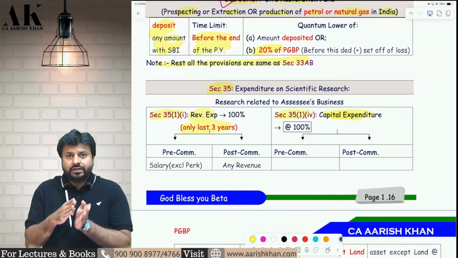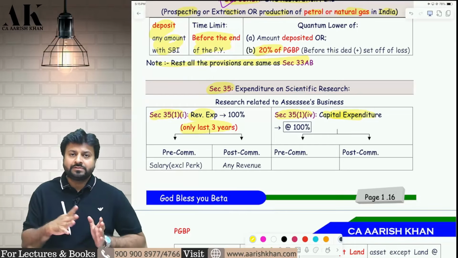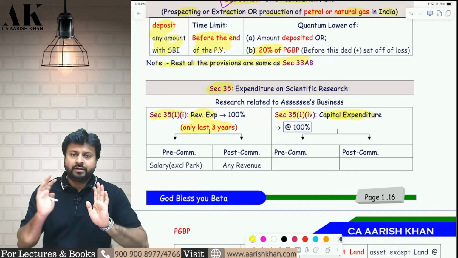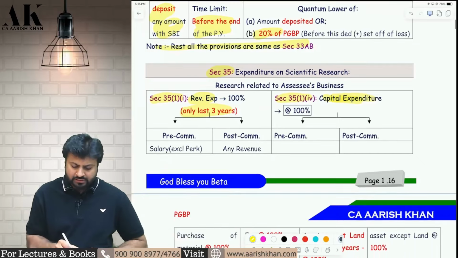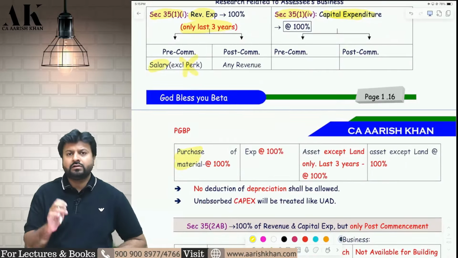Last 3 years before the date of commencement, if today the business is commenced, you can take the expenditure of last 3 years, whatever expenditure you have incurred, you can total all of them, you can claim deduction in the year of commencement. Which expenditures? Pre-commencement salary is allowed excluding perquisite. Perquisites are not allowed. Purchase of raw material is allowed 100%.